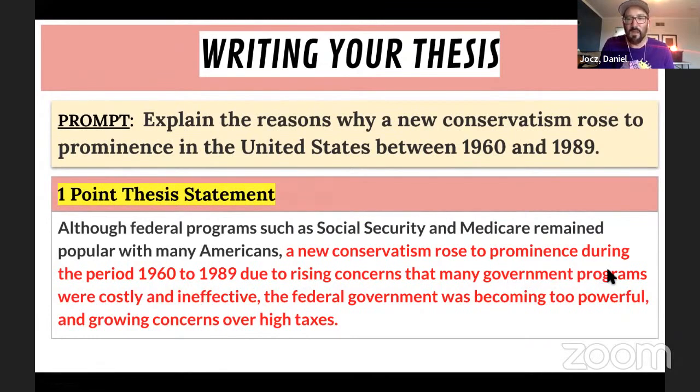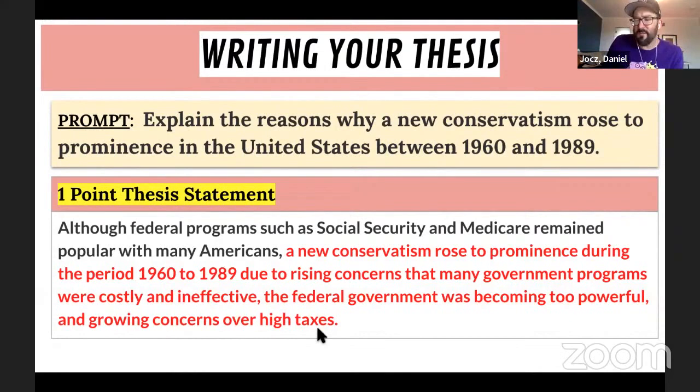Here is reason 1. Many government programs were costly and ineffective. The government was becoming too powerful. This is kind of what Barry Goldwater was talking about in document 1. Their argument is the government doesn't have the right to do what it's doing with some of these programs. And remember, that's a debate as old as Hamilton and Jefferson. Oh, can we create a bank? Yes, no. So people have always disagreed about these issues. It's just the issues are changing in the 60s, 70s, and 80s. And then concerns over taxes.